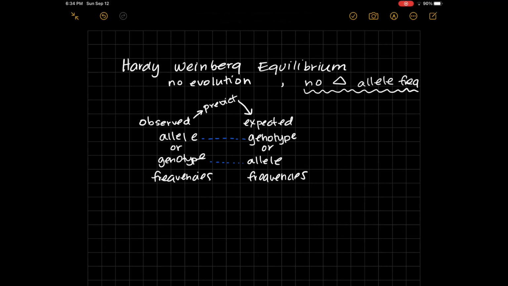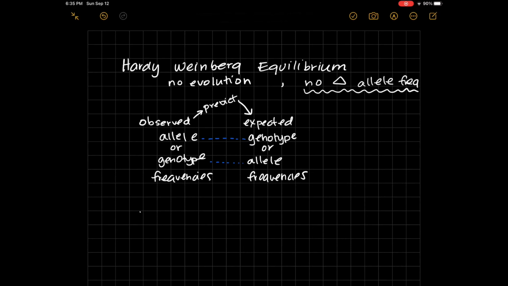Whatever we predicted is what we now expect from our observations. That's the whole idea behind Hardy-Weinberg equilibrium: to compare our observed and our expected and see if there are discrepancies. For that we can use something like the chi-squared test. If they're the same or close to the same, then we are in Hardy-Weinberg equilibrium and there were no allele frequency changes.